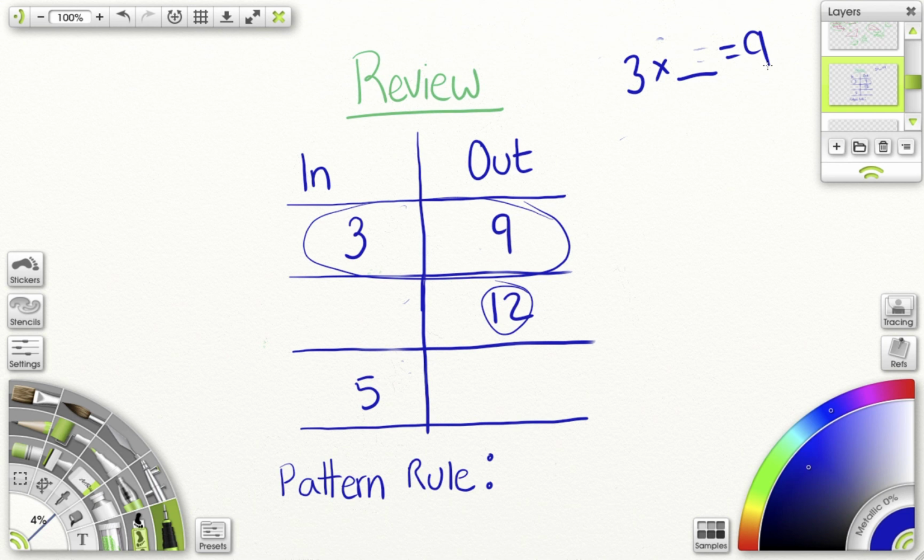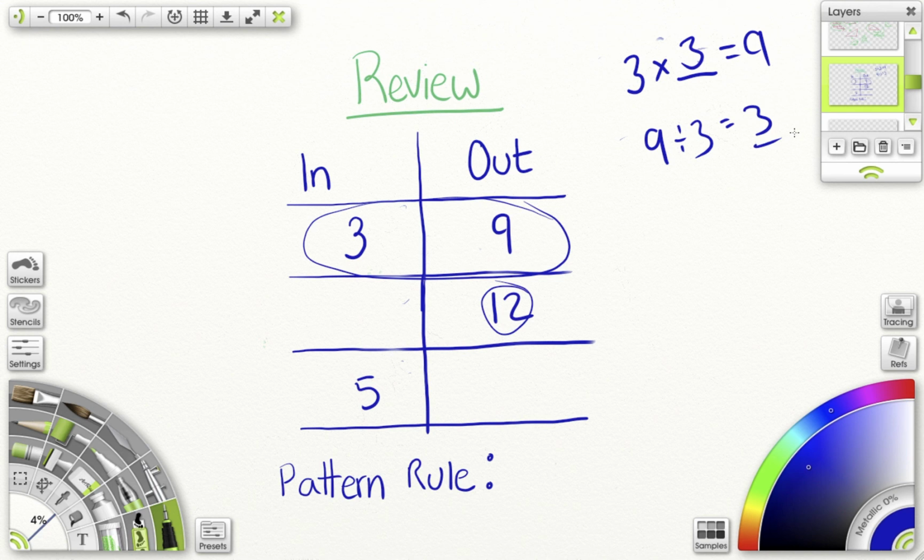Nope. 3 times 2? Nope. 3 times 3? Oh, that works. So I can either review my times tables, or I do the opposite operation, which is 9, and then I just divide it by 3. And that will give me what I need to times by it. So if I did 9 divided by 3, that equals 3. And that will give me what I need to multiply my number by.